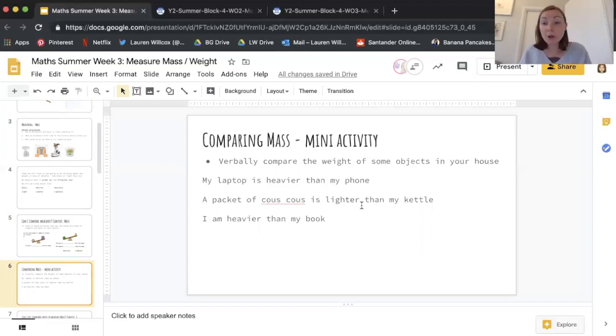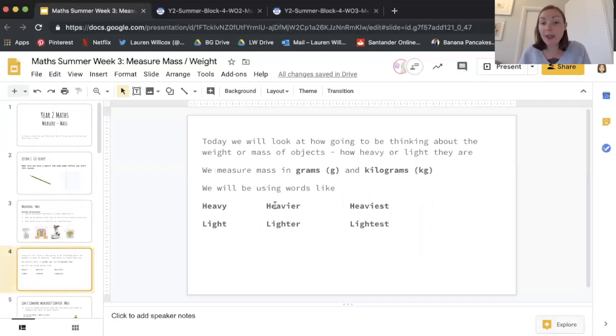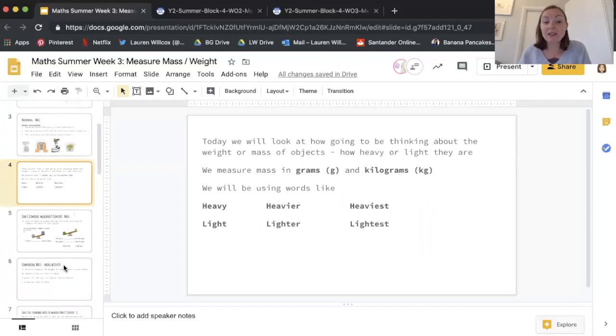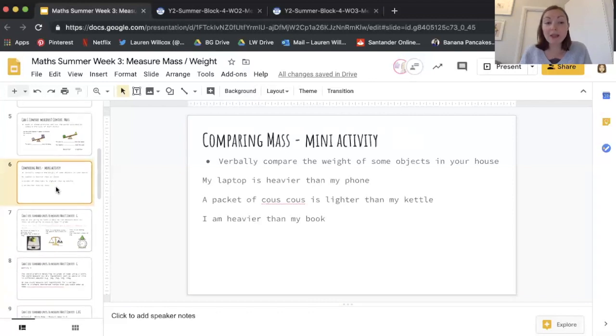So you can pause the video here, and you can go around your house comparing mass. So remember, we're going to use these words when we compare: heavy, heavier, heaviest, light, lighter, and lightest. You might want to write a few things on Google Classroom or take some pictures of things that you have been comparing, but you can pause the video here.